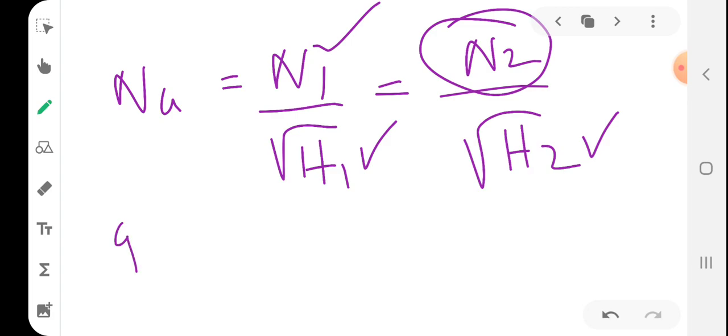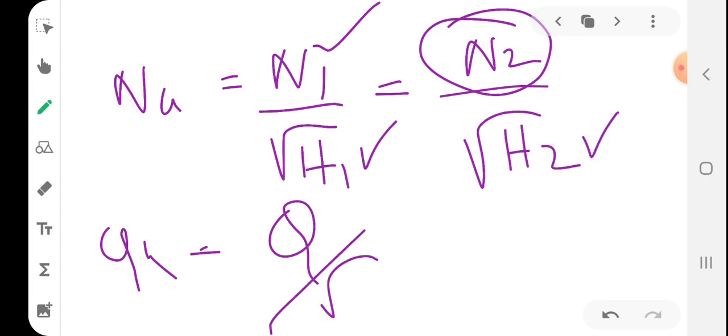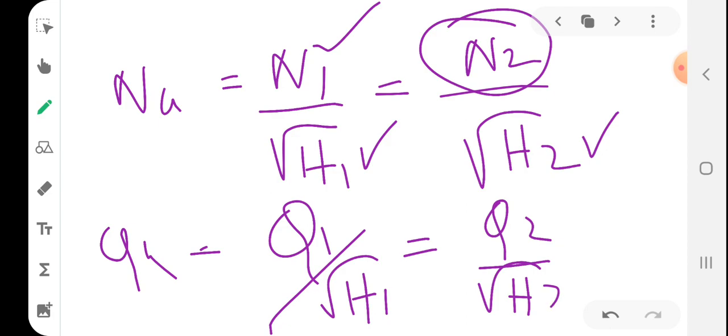Similarly, Qu is also constant, because Q1 by root h1 is equal to Q2 by root h2. അപ്പോൾ നിങ്ങൾക്ക് h1 അറിയാം, h1ൽ ഉണ്ടാക്കുന്ന ഡിസ്ചാർജ് അറിയാമെങ്കിൽ, സ്വാഭാവികമായിട്ടും യു ക്യാൻ ഫൈൻഡ് ഔട്ട് ഡിസ്ചാർജ് അറ്റ് അനദർ ഹെഡ് h2. ഓക്കെ, another head h2.